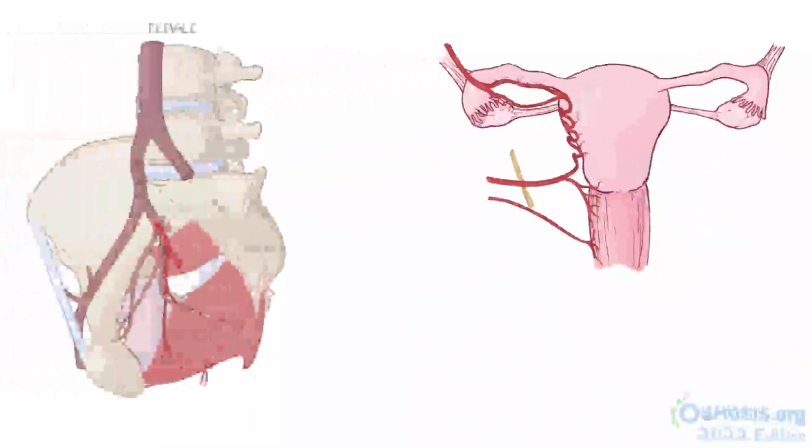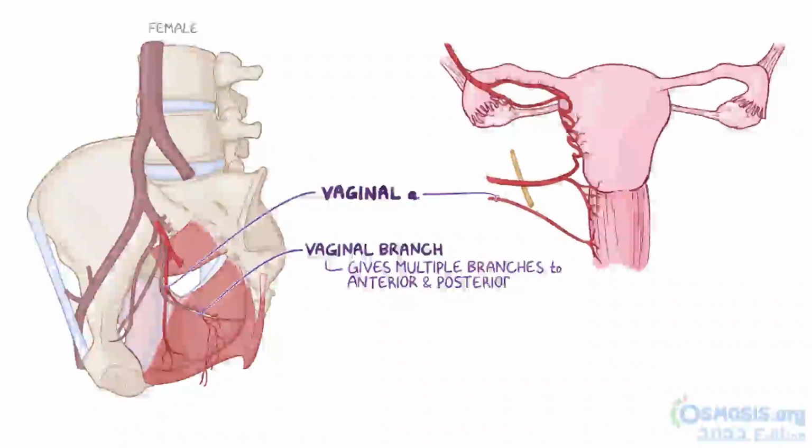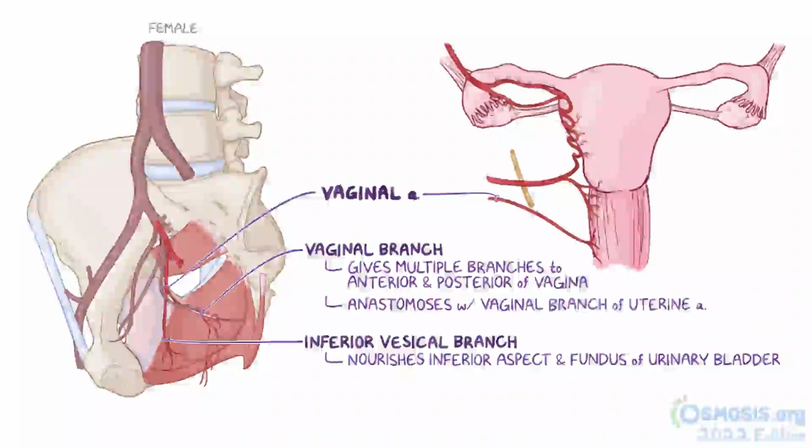And now, an important point. Besides the vaginal branch of the uterine artery, in females there's also a vaginal artery per se. The vaginal artery gives two branches, the vaginal branch, which gives multiple branches for the anterior and posterior aspects of the vagina, and the inferior vesical branch, which nourishes the inferior aspect and the fundus of the urinary bladder. The vaginal artery anastomoses with the vaginal branch of the uterine artery, and the inferior vesical branches anastomose with the superior vesical branches of the umbilical artery.